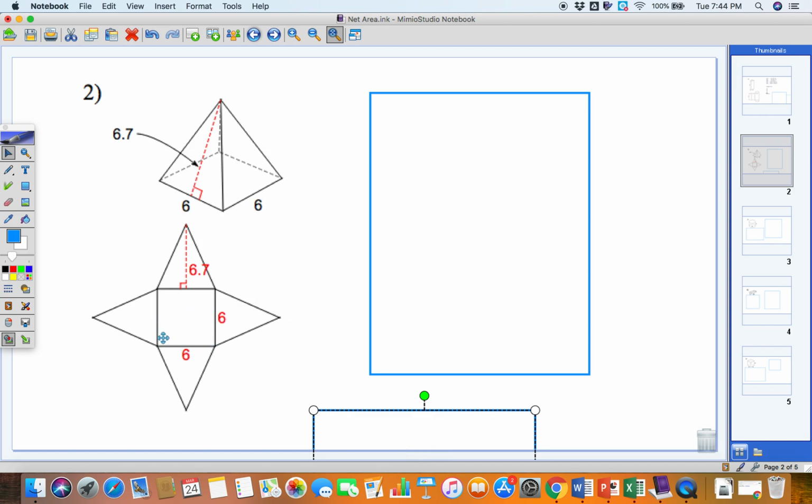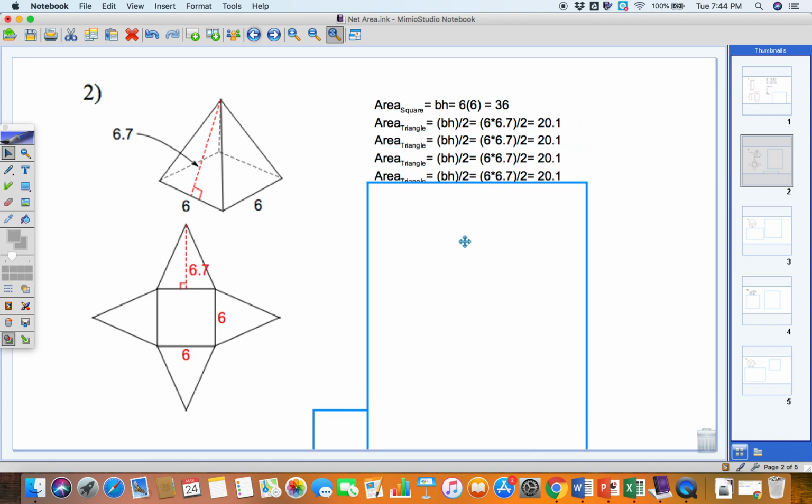Each side of the square is 6, and then the height of each triangle is 6.7. Again, remembering that the altitude or the height of the triangle has to be perpendicular to the base of the triangle. So now we're going to find the areas. We're going to start with the square. So the area of a square is base times height, which is 6 times 6, which is 36.